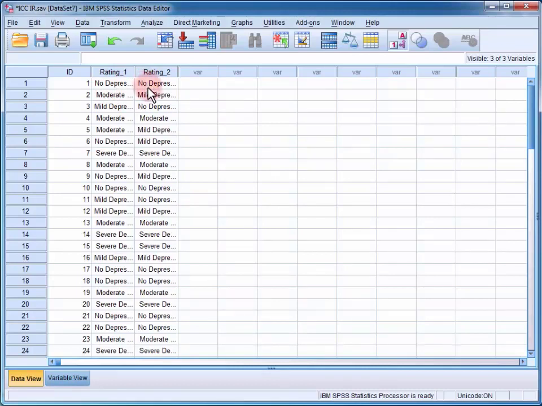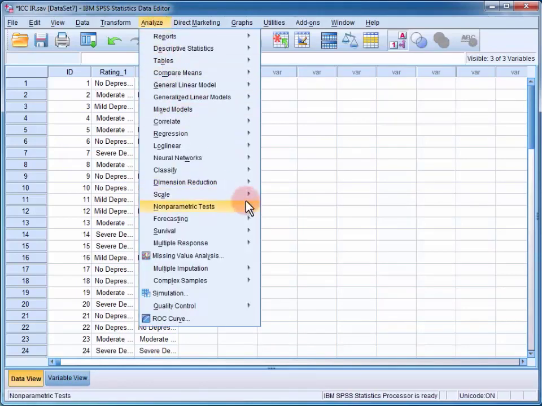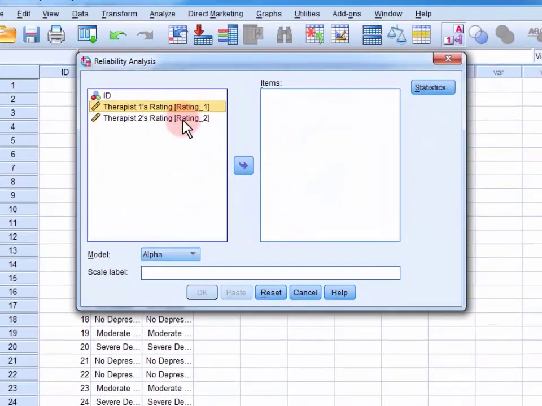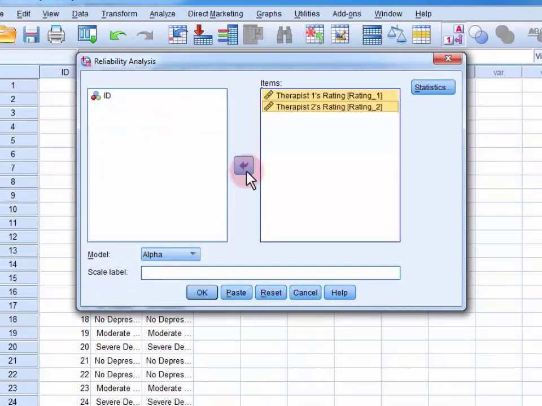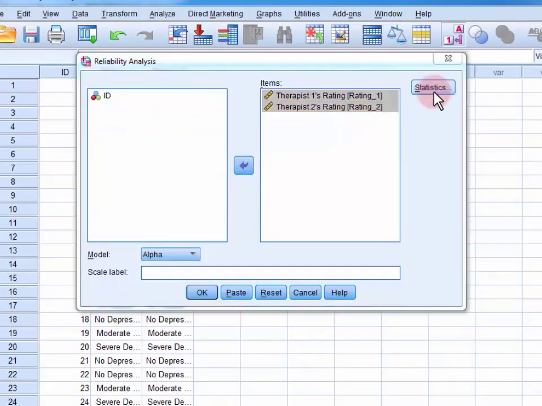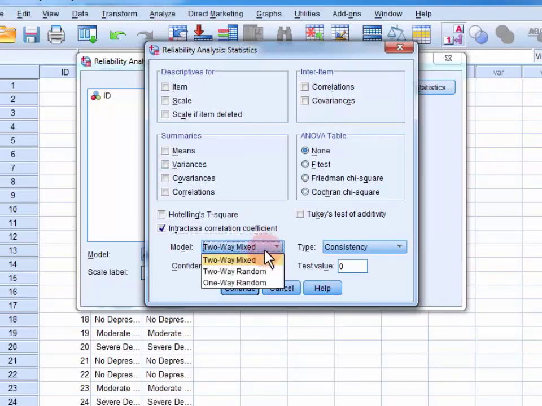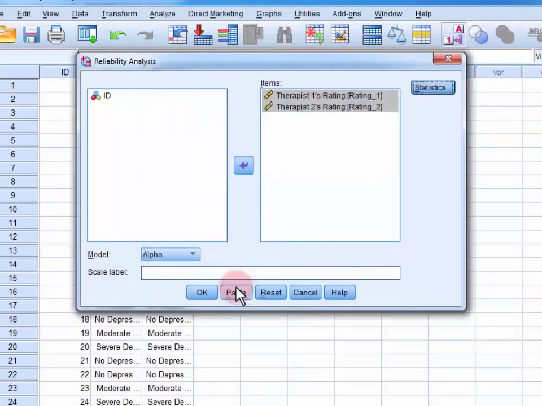To estimate the intra-class correlation for inter-rater reliability, we open up the Analyze menu, go to Scale and Reliability Analysis. We move both of the ratings into the Items field, and we open up the Statistics menu. Select Intra-class Correlation Coefficient, and in the drop-down, make sure that two-way mixed is selected, and in the type drop-down, that consistency is selected. Click Continue to close the menu, and OK to run the analysis.